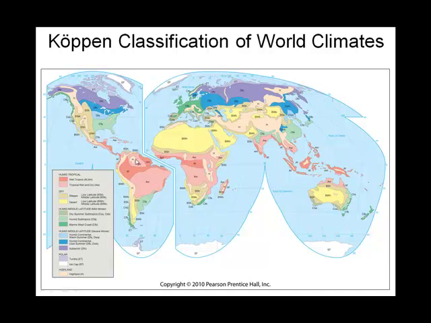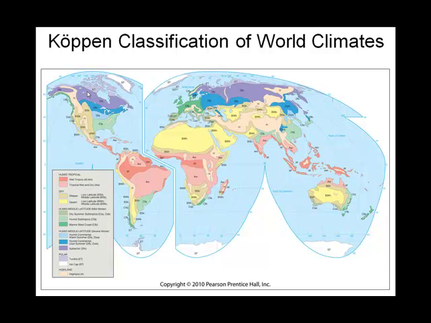Notice we have H, a region of the highland sort of climate. For instance, here near the equator, we also have highland climates, H climates, clear up here near the poles. So there you go.